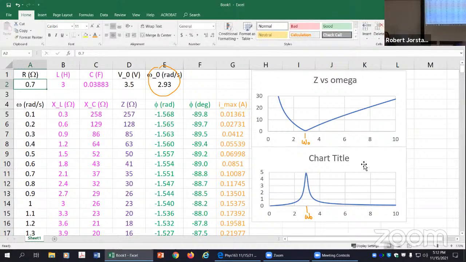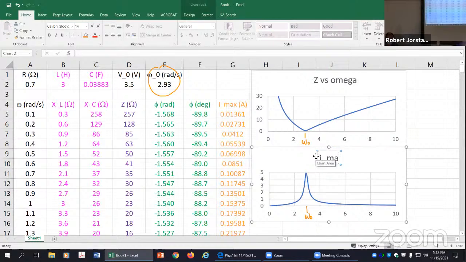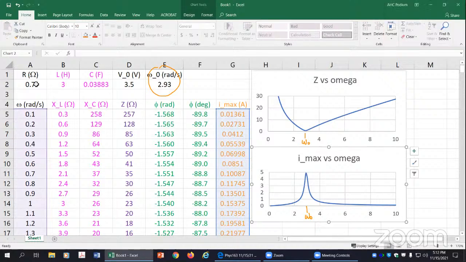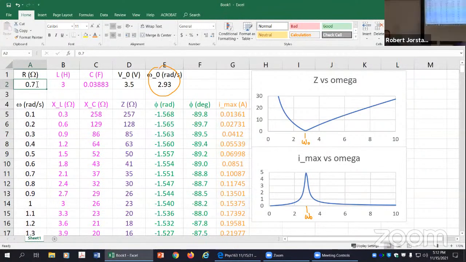Let me hit escape. Remember, what is this second plot? Do you remember what I was plotting here? It was I max versus omega. If you increase resistance, generally speaking, what happens to current? It goes down. So if you increase resistance, what do you think should happen to current amplitude? Should get smaller. Watch what happens when I hit 7 here.